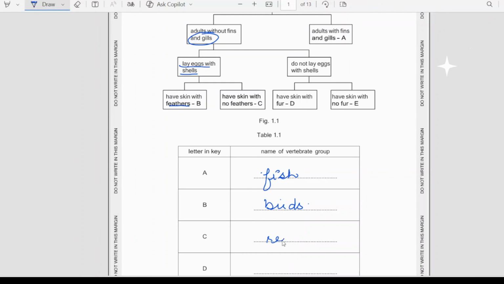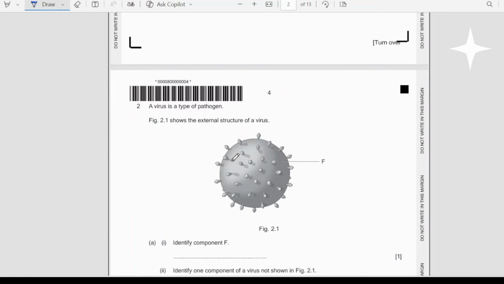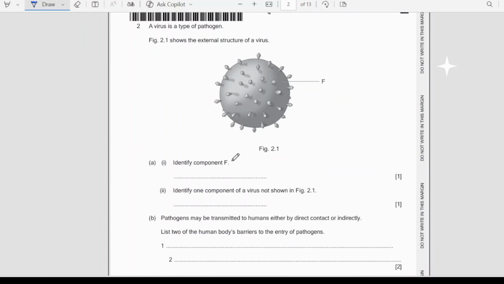And what would be D and E? Amphibians, correct. Okay. Next one: a virus is a type of pathogen. Identify. Virus has only two components. It is considered as non-living. Why is it considered as non-living?